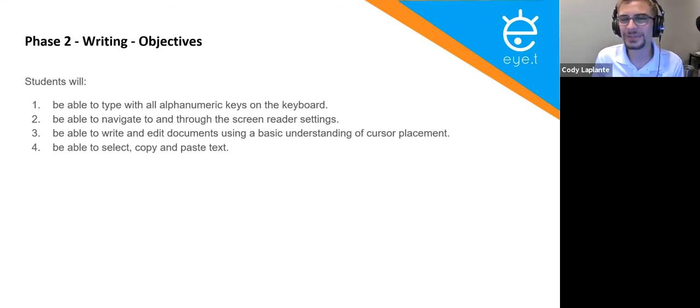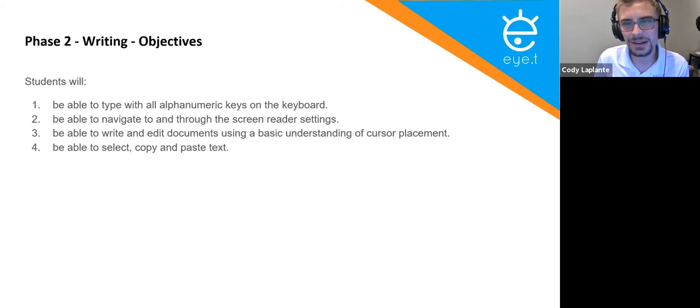Okay. So the objectives in this phase are 2.1, students will be able to type with all alphanumeric keys on a keyboard. That's a large objective, right? I always say phase 2 looks really short, but that first objective is huge, right? Type with all alphanumeric keys on the keyboard. That's something that we're not necessarily going to touch in this webinar, just because it could be a whole series of webinars. But just to let you know, phase 2 looks short, but it's really not.